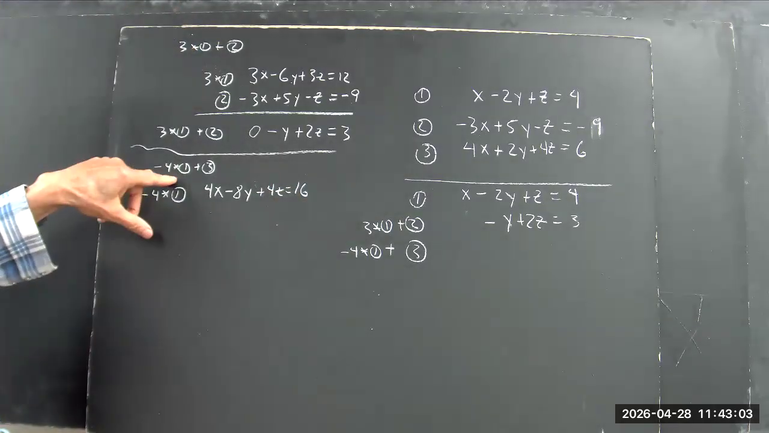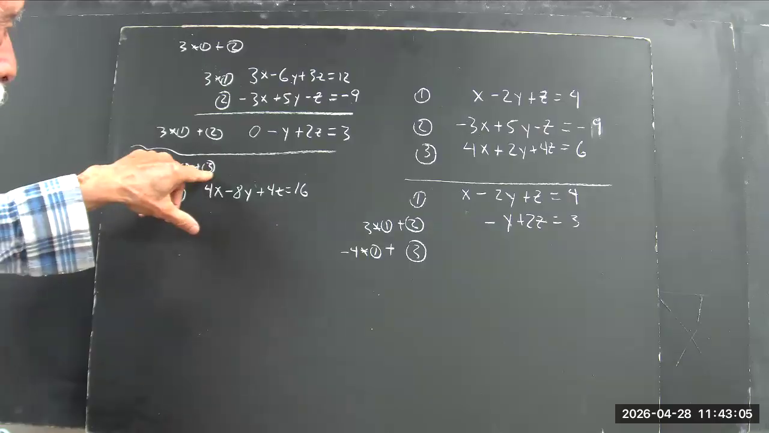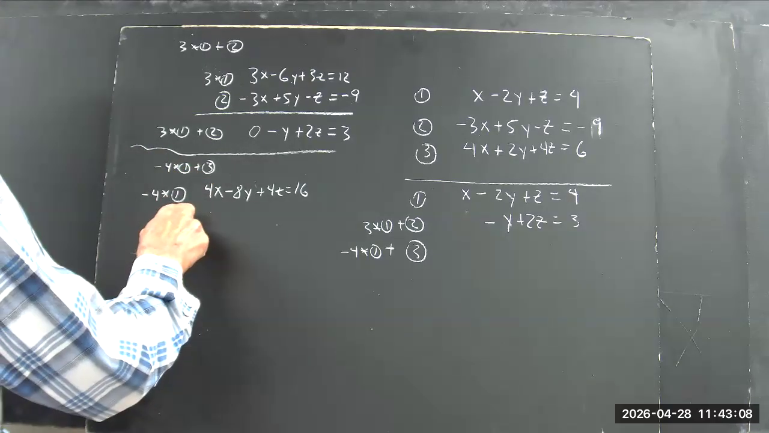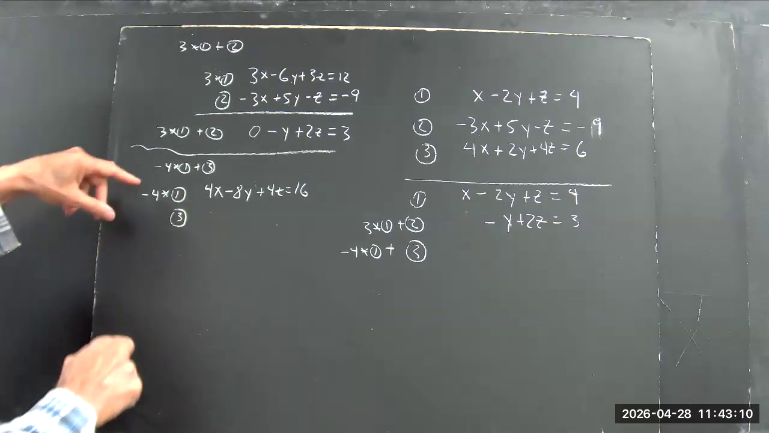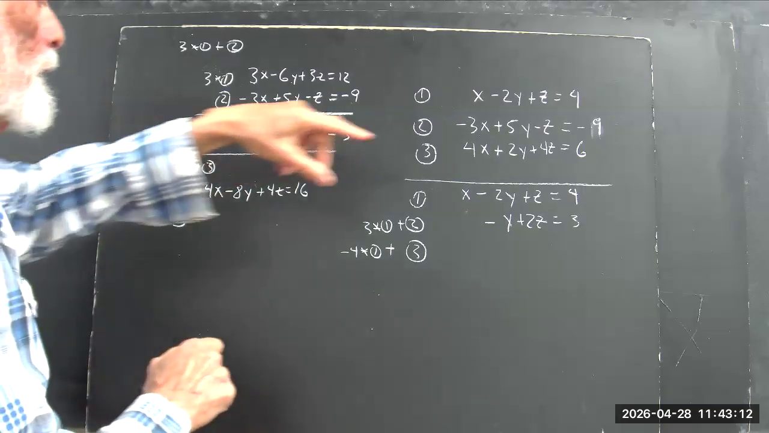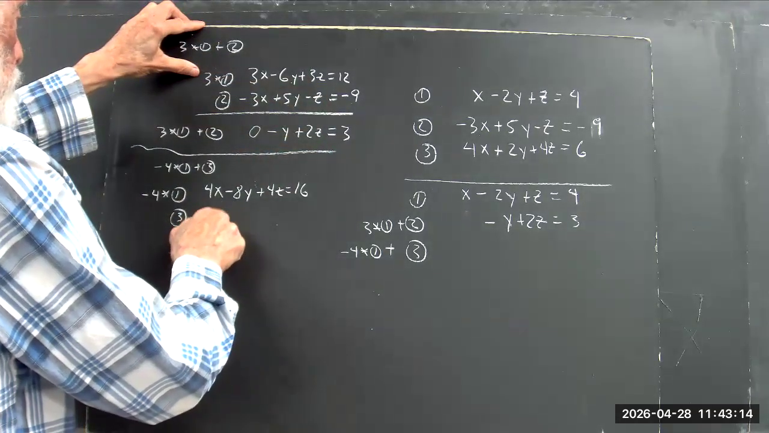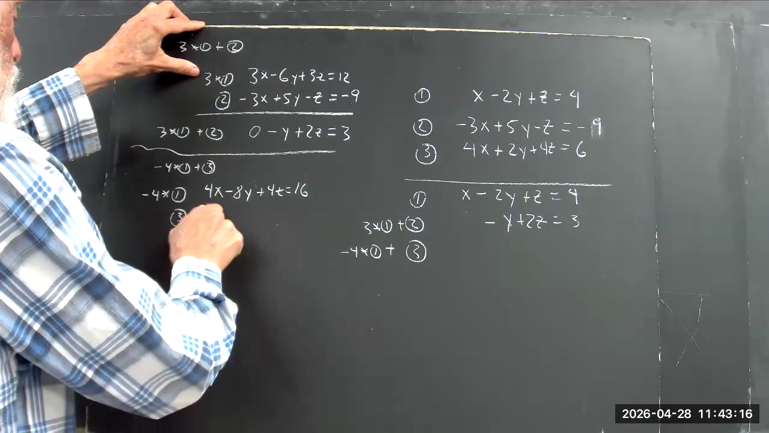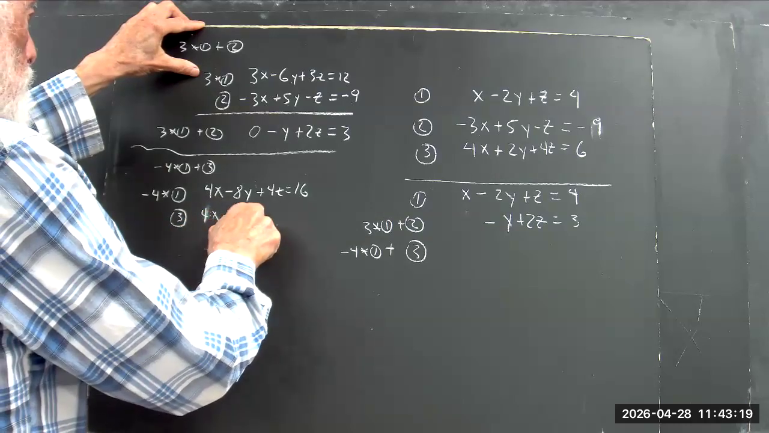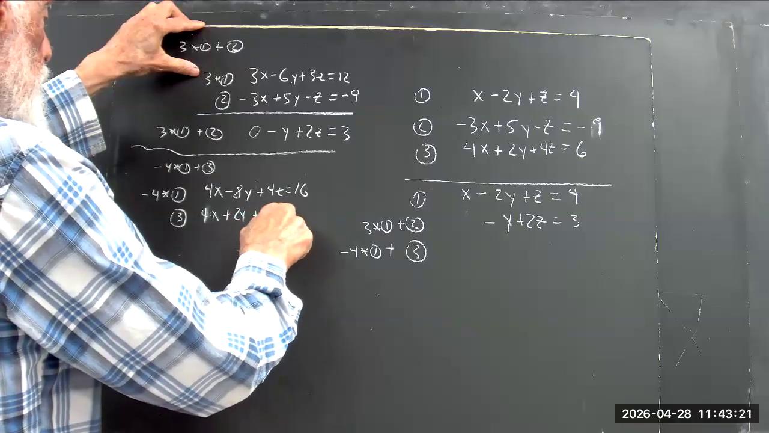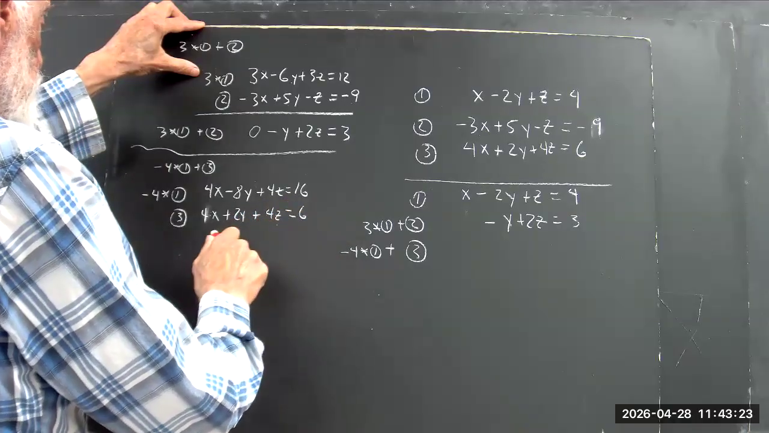Okay, so there's my negative 4 times equation 1, but I need equation 3, and I'm going to label that right below negative 4 times equation 1. And I copy equation 3, 4x plus 2y plus 4z equals 6.